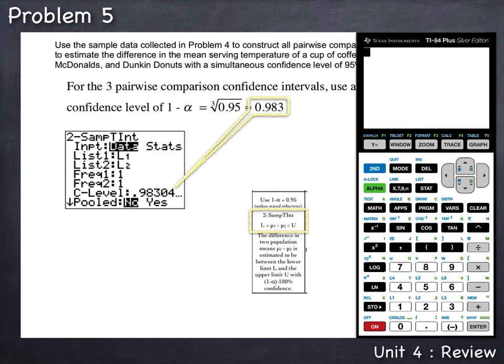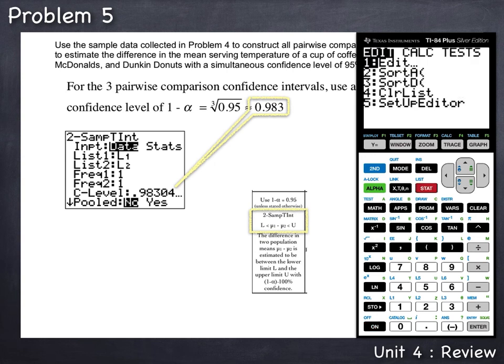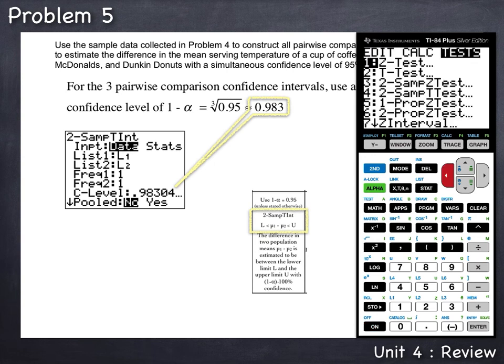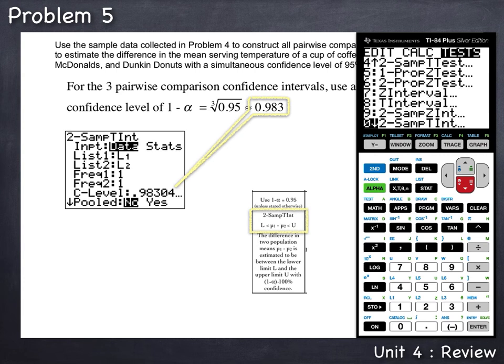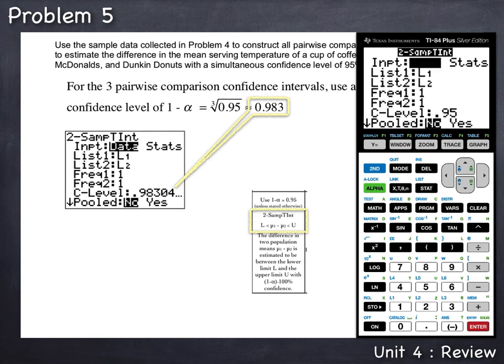To get to the 2SampTInt command on the TI-84 calculator, you press Stat, arrow over to Tests, and then arrow down till you find the 2SampTInt command. Press Enter to select. The calculator will prompt you for the input. Your choice is data or stats. Since we entered the actual sample data into lists, we make sure the blinking cursor is on data and press Enter to select. Down arrow.